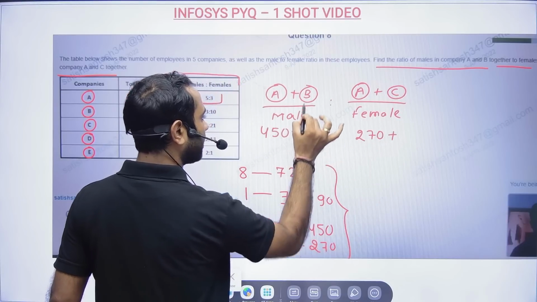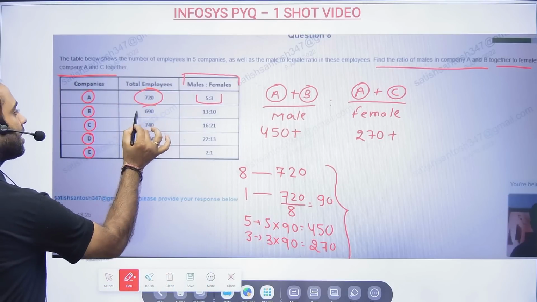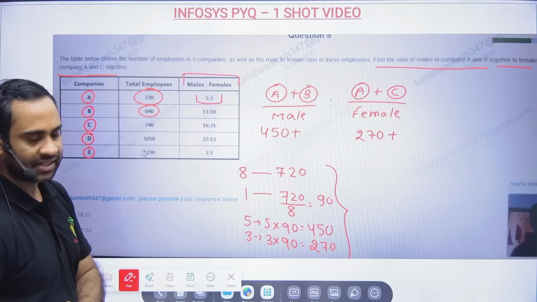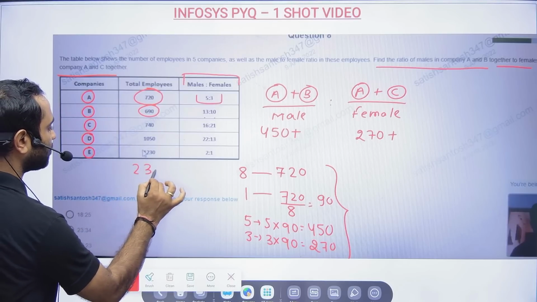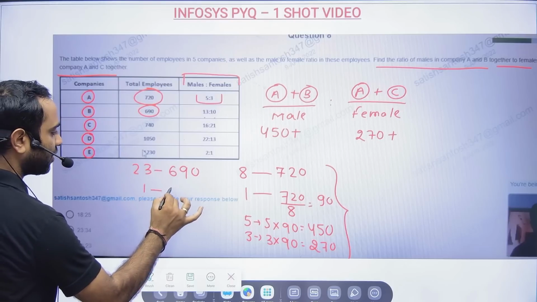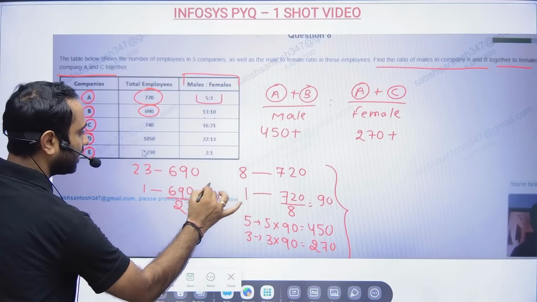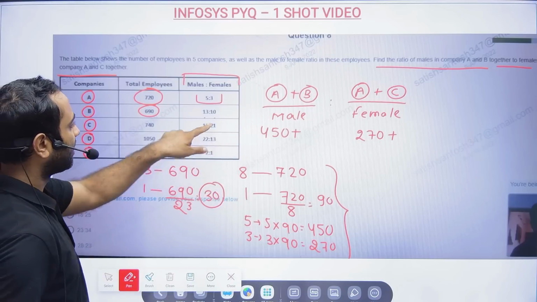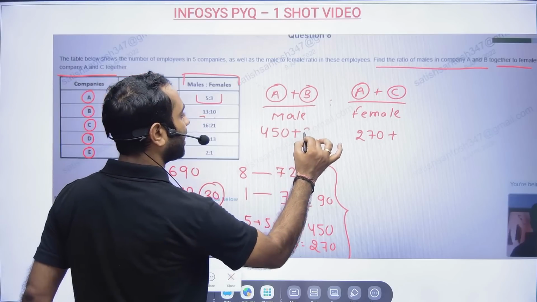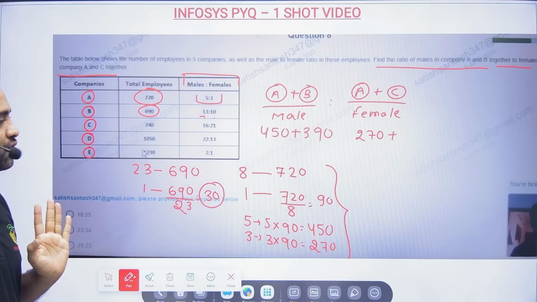Now I have to get the number of males in company B and the number of females in company C. In company B, the total is 13 plus 10, 23 units, which equals 690. 23 into 3 is 69, so 1 unit will be equal to 30. They are asking for males, so 13 units will be 390. 13 threes are 39. Correct?